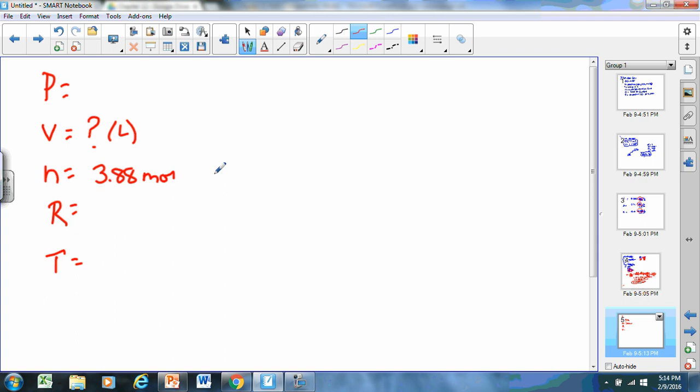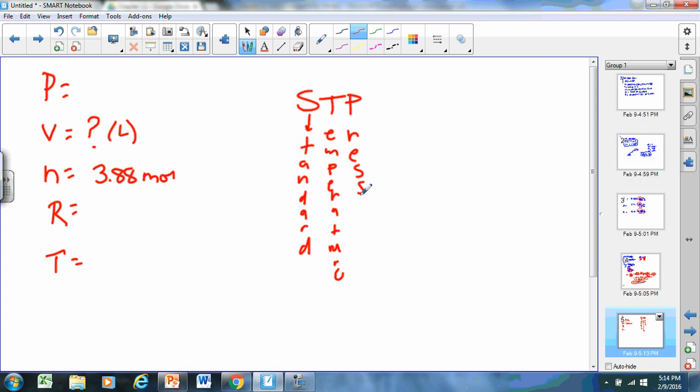And now here's the crazy part. STP stands for standard temperature and pressure. And so you have to have those memorized. Standard temperature is 0 degrees Celsius. I think we talked about this yesterday. They picked that because that's the temperature at which water freezes, and the planet is 72% covered with water, and so it's very important to life, so we picked it.